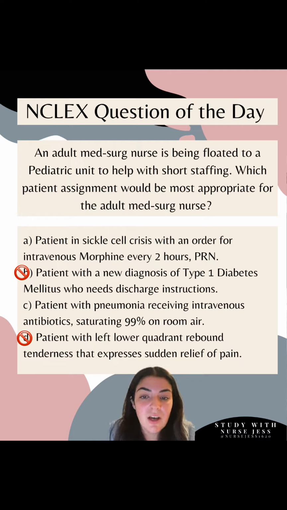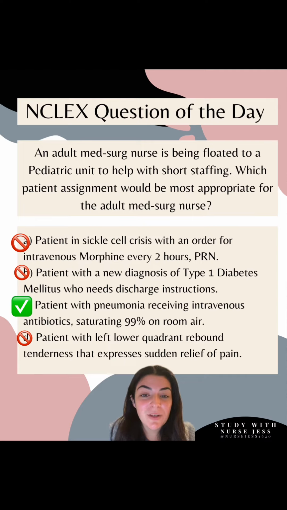So we've narrowed it down to option A and option C. Option A is in sickle cell crisis. Remember, there's sickle cell disease and they can go through remissions and exacerbations. So if they're in exacerbation receiving intravenous morphine, that is a little bit more unstable than somebody who is receiving antibiotics for pneumonia in option C and saturating 99% on room air. So based on that thought process, the answer is going to be option C.